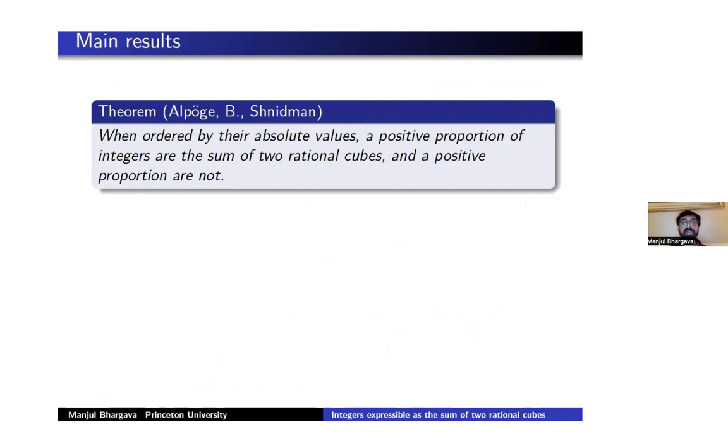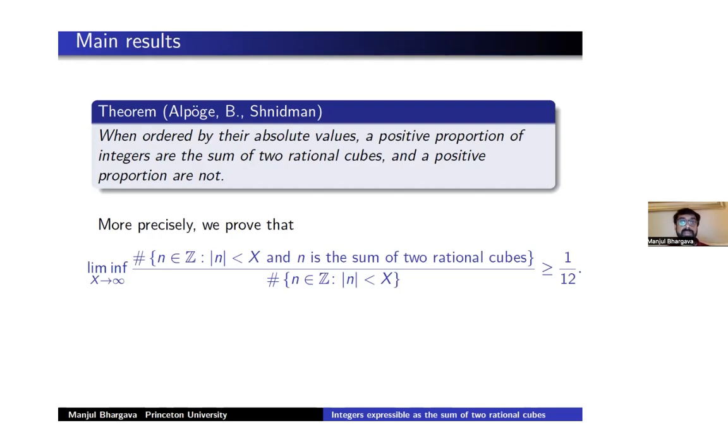So in other words, the density of the set of integers that are the sum of two rational cubes is strictly positive and strictly less than one. So the density is strictly between 0 and 1. More precisely, what we prove is that if you take the lim-inf of the density of the integers that are the sum of two rational cubes, that lim-inf is at least 1/12. Okay, so that's what we mean when we say the density is strictly positive.